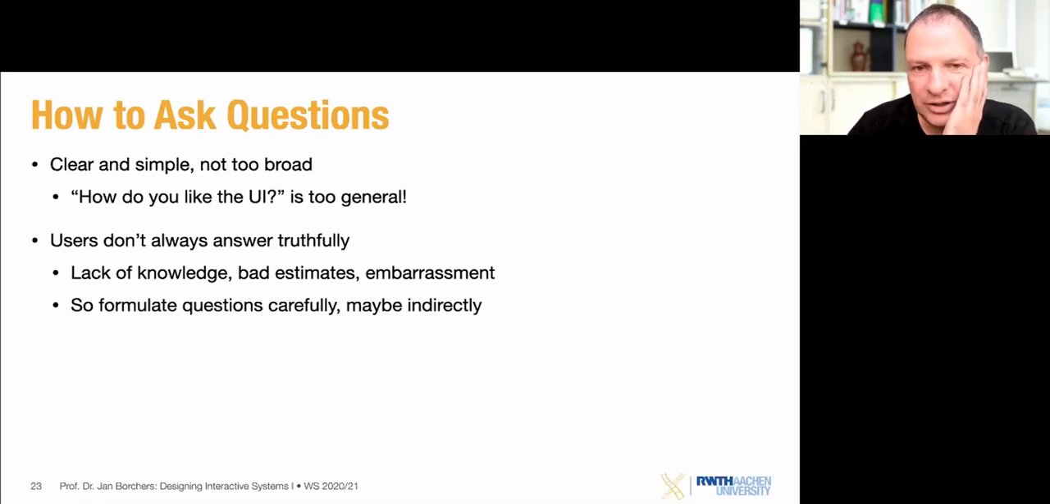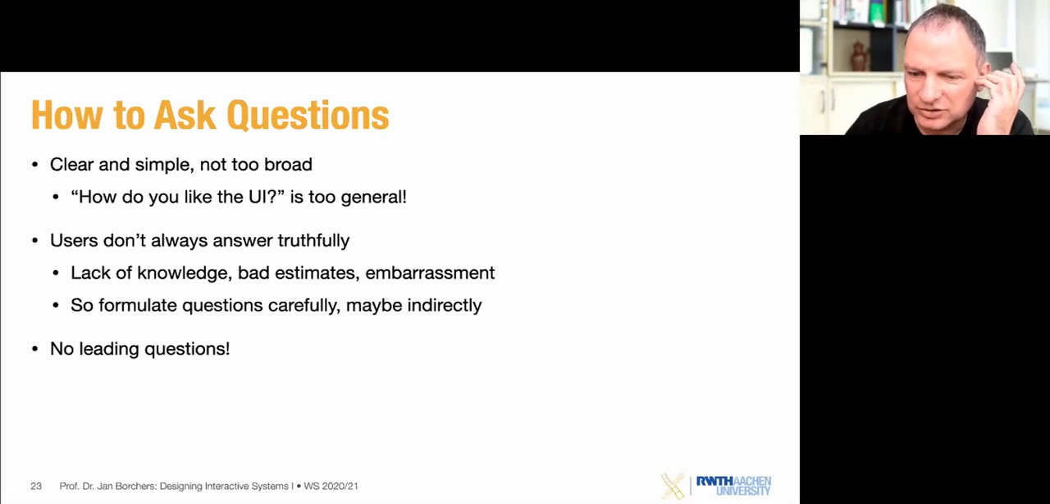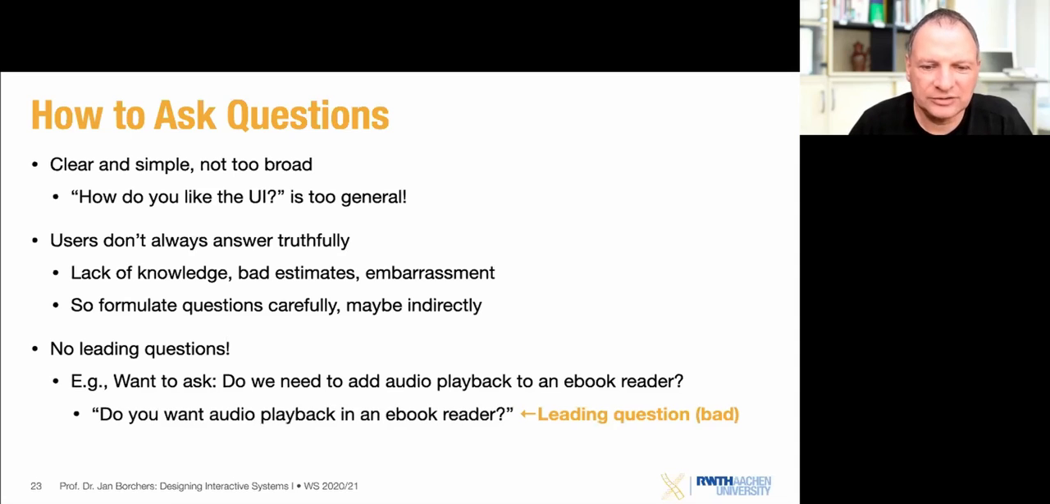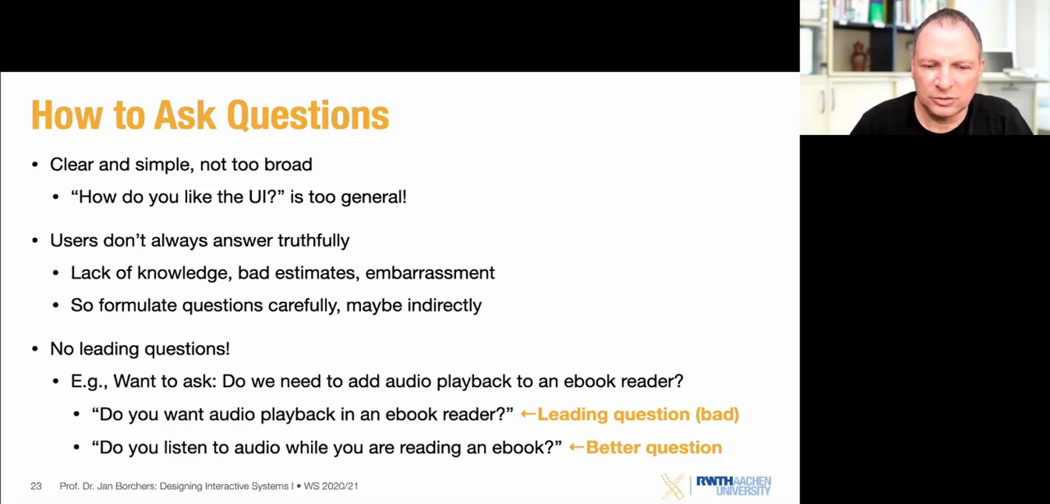So formulate your questions carefully. Sometimes you have to ask indirectly, but this doesn't mean that you should be leading, right? Don't bias the user when you ask questions. For example, if you want to ask if we should add audio playback to an ebook reader, and you say, do you want audio playback in an ebook reader? That's a leading question, right? Unless people are very adamant about it, they're probably going to say, sure, sounds fine, thinking, well, I won't have to use it if it's there. So that's not the right question to ask. You need to be asking things like, do you listen to audio while you're reading an ebook, for example? That's a better way of asking this kind of thing.